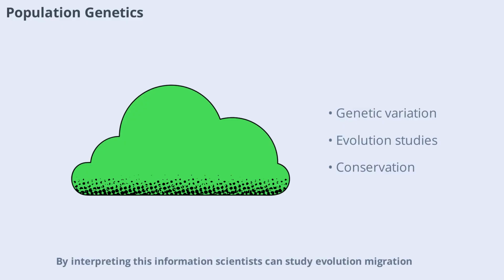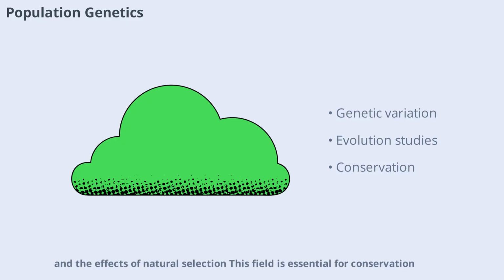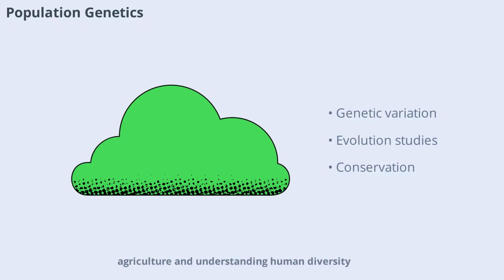By interpreting this information, scientists can study evolution, migration, and the effects of natural selection. This field is essential for conservation, agriculture, and understanding human diversity.